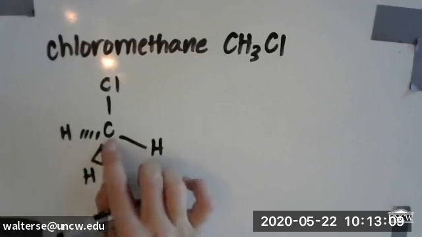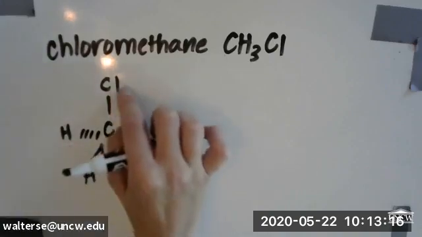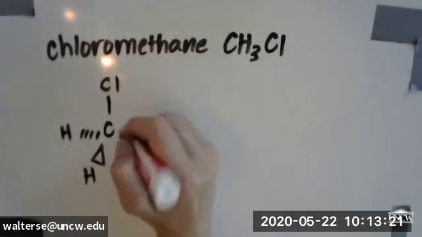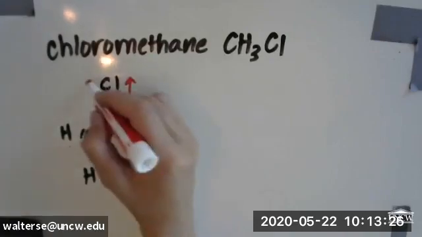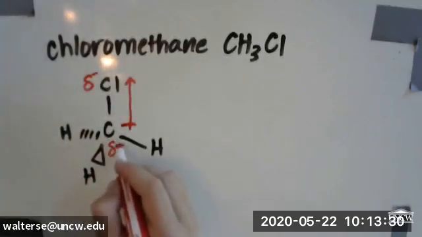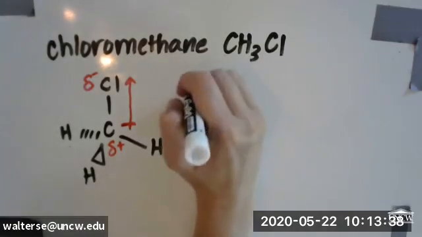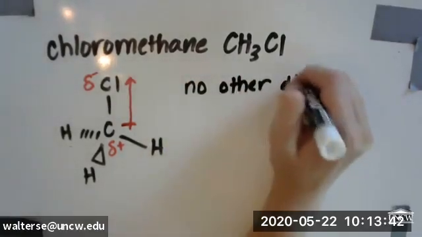Okay. Carbon to hydrogen bonds are all nonpolar, but carbon to chlorine bonds are polar, in the direction of the chlorine. So your bond dipole would look like this. And this chlorine would be a little bit negative, and the carbon would be a little bit positive. Okay. In this case, there are no other dipoles present.